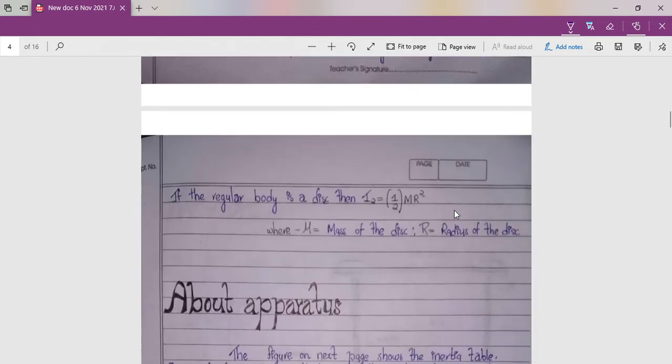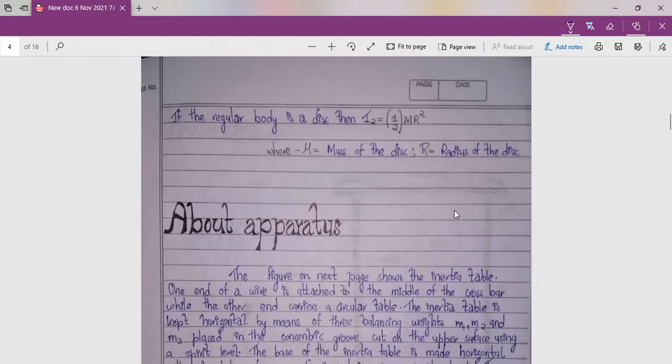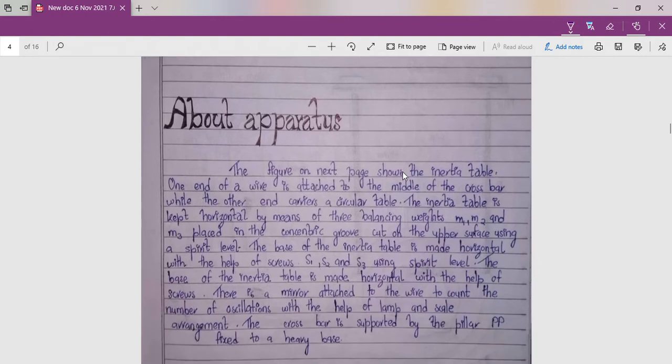Let's see the inertia table. If the regular body is a disk, here we consider the regular body as a disk, then its moment of inertia formula is I2 equals half m r squared, where m equals the mass of the disk and r is the radius of the disk, about its axis.